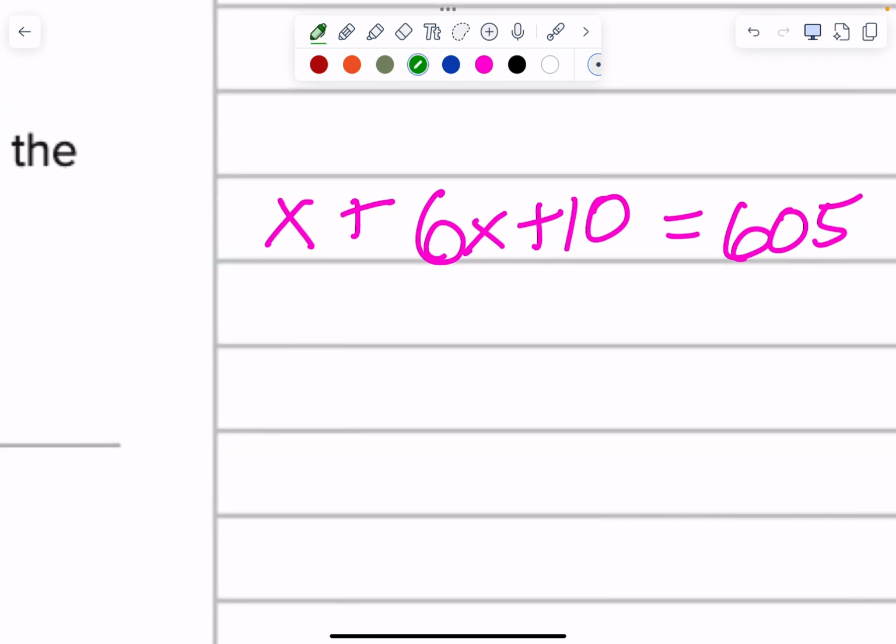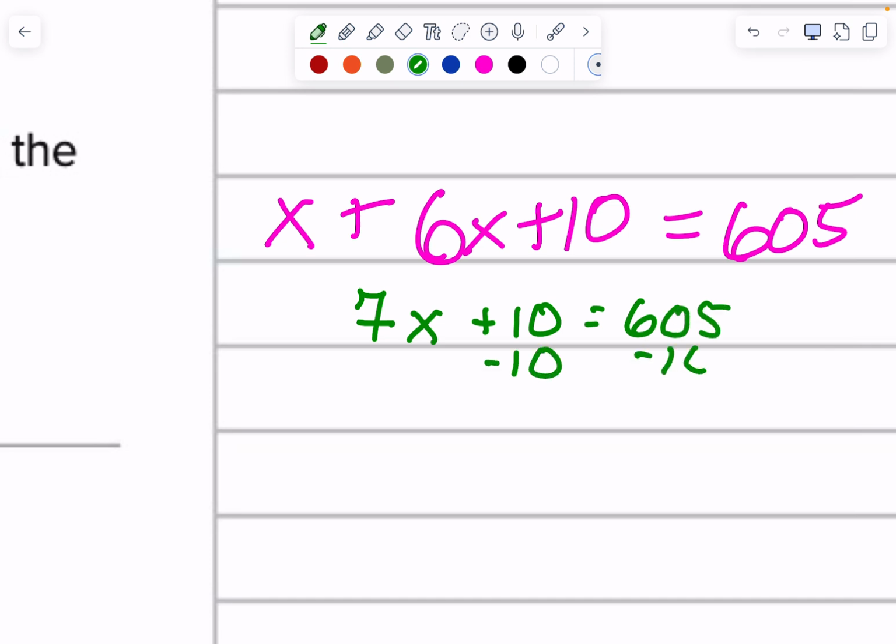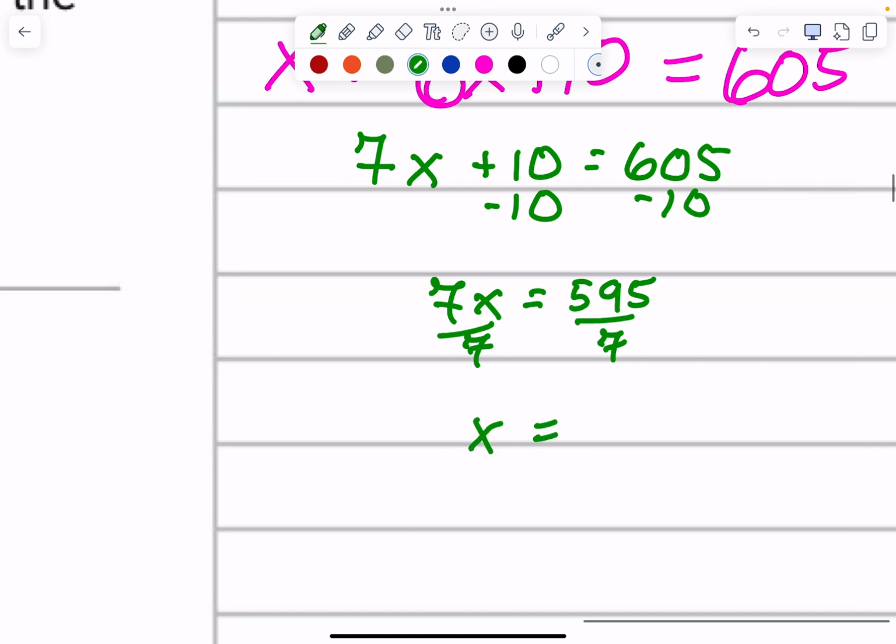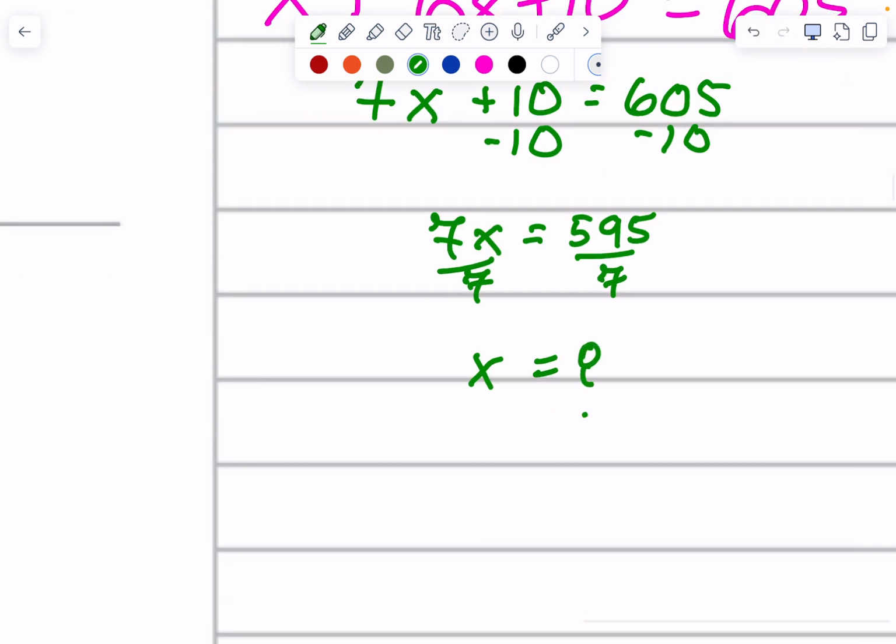All right, so now I'm over here. What should we put together? 6x and x makes 7x. Plus 10 equals 605. Subtract the 10 over. So 7x equals 595. Perfect. And then divide by 7. Can you do that in your head? Can you try it? It's not going to come out nicely. What? 595 divided by 7? 85. Oh, it does come out nicely.